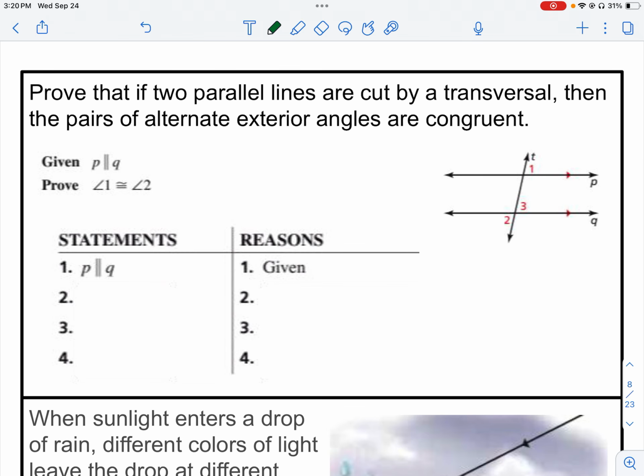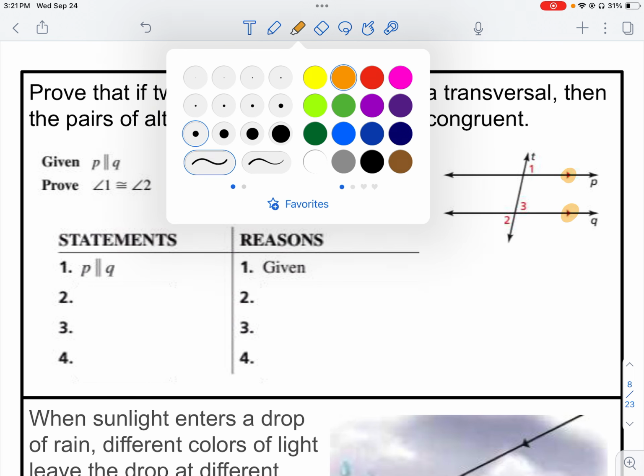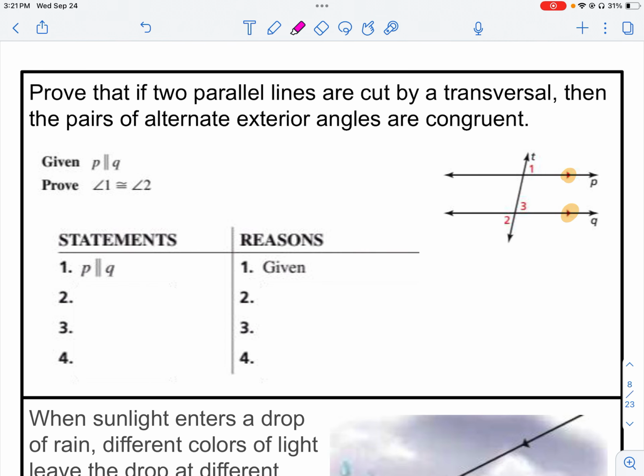All right. Now we're going to prove that if two parallel lines are cut by a transversal, then the pairs of alternate exterior angles are congruent. So we want parallel lines cut by a transversal, and we want to prove that angle 1 and angle 2 are congruent.